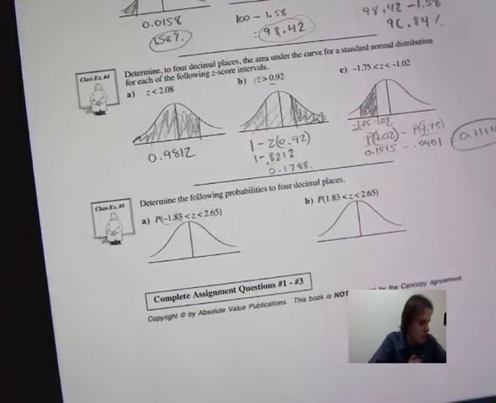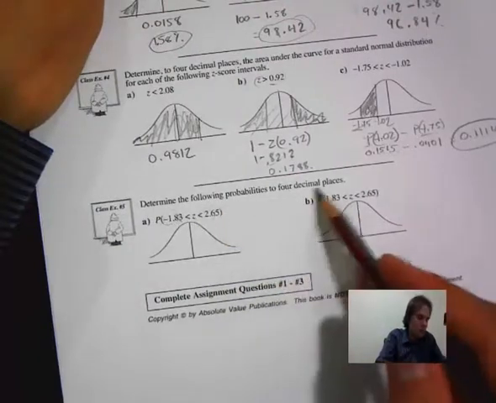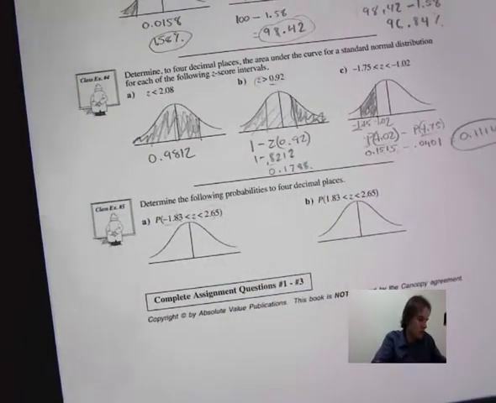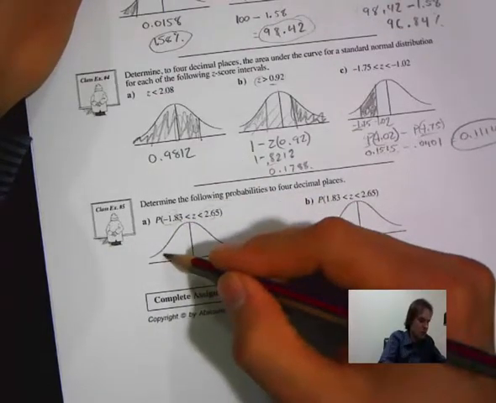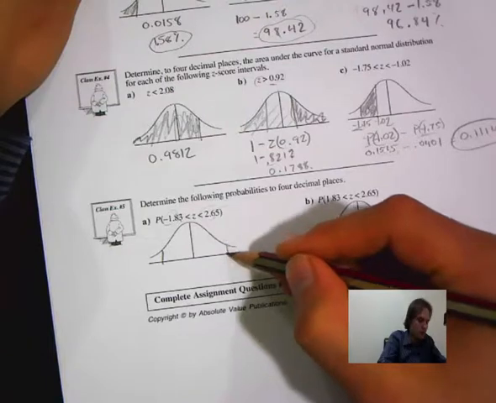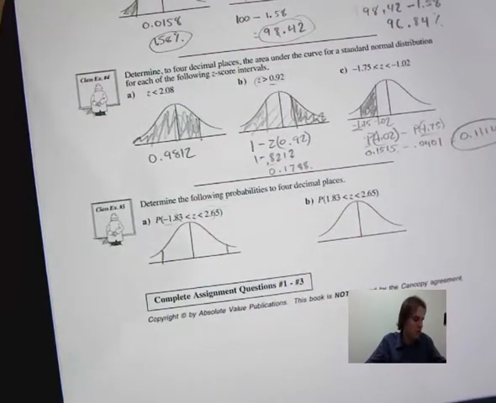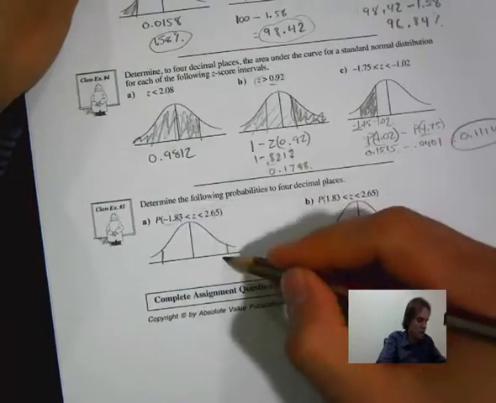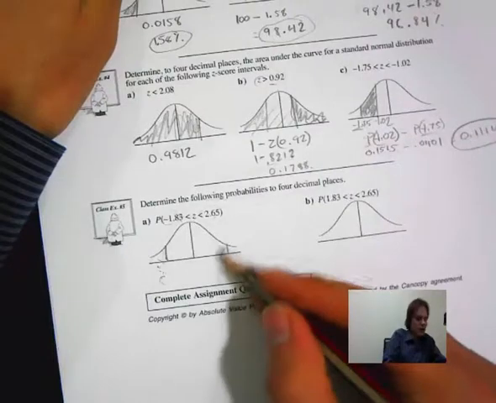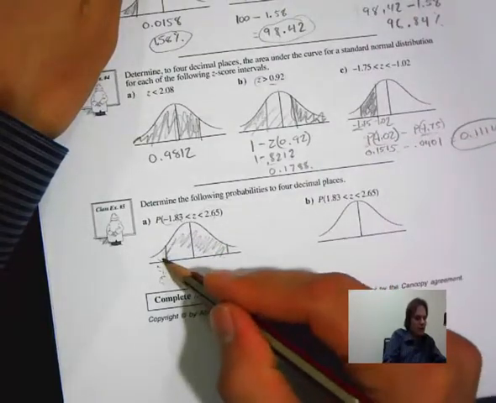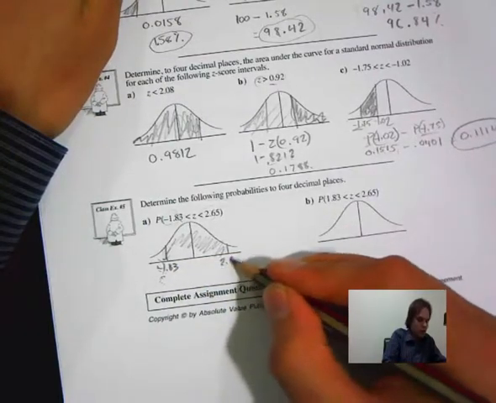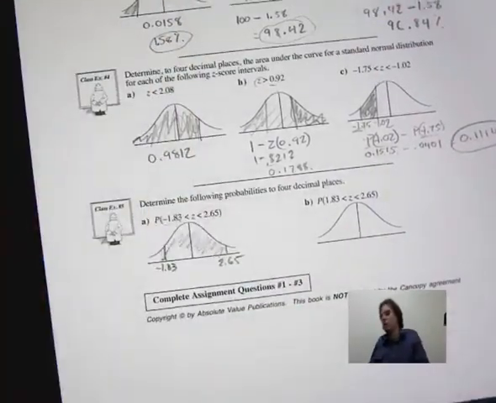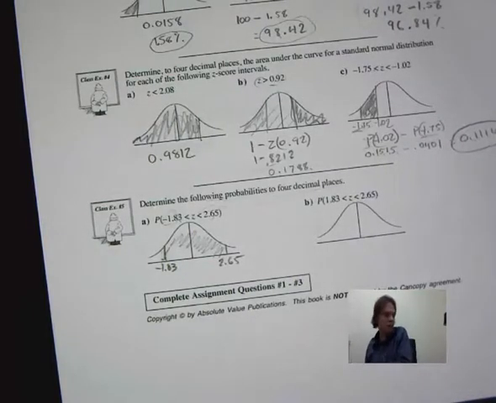Okay, so we want the probabilities. Now, as soon as we do probabilities, it's a little bit different. So we have negative 1.83, and we have 2.65. It's different kind of, but almost the same. So what is the probability between 2.65 and 1.83? Well, it's going to be somewhere here. Now we want everything less than this, all the way to that. So this is negative 1.83, and this is 2.65. So let's check that out using my z-score table.